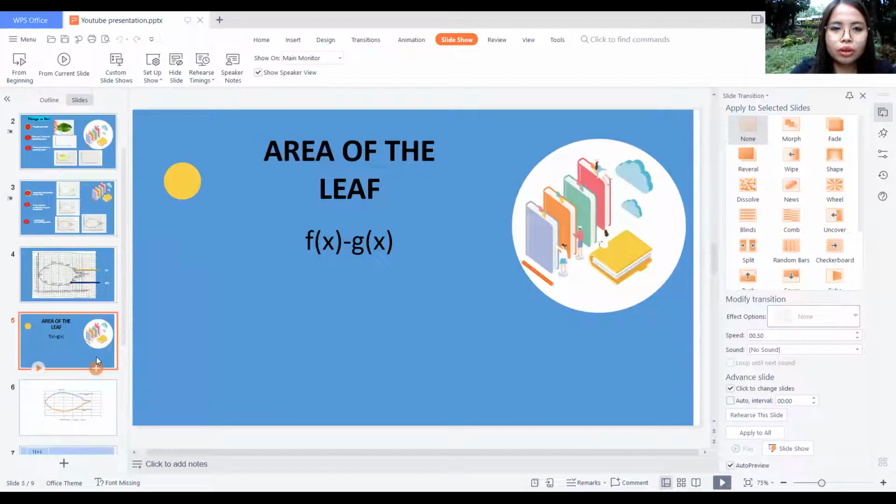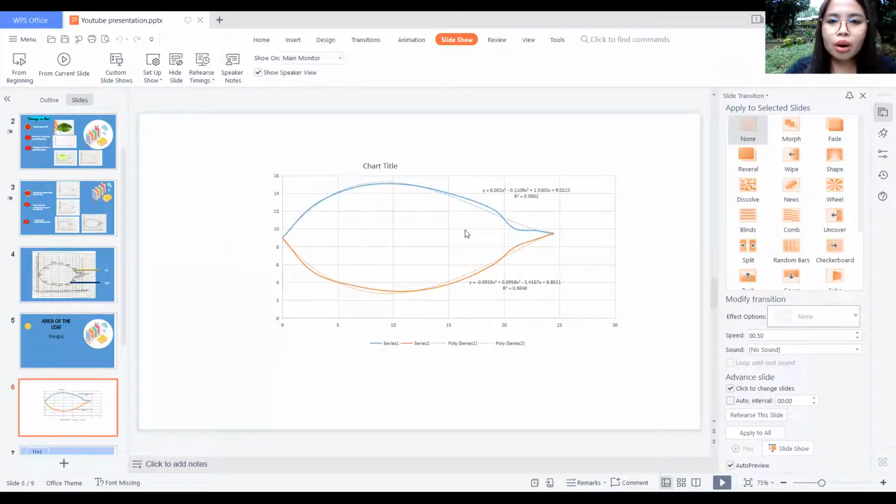Okay, so the area of the leaf is f of x minus g of x. So the area of the upper curve down to the horizontal line, minus the area of the lower curve down to the horizontal line. So this is the equation we obtained earlier in our Excel. We have here the equation of our f of x and then the equation of our g of x.